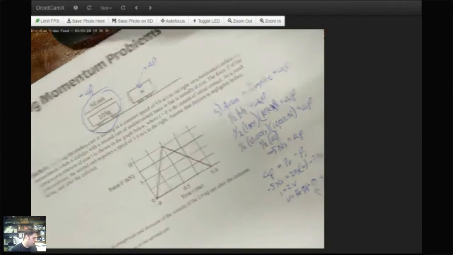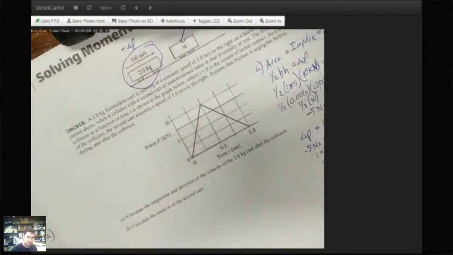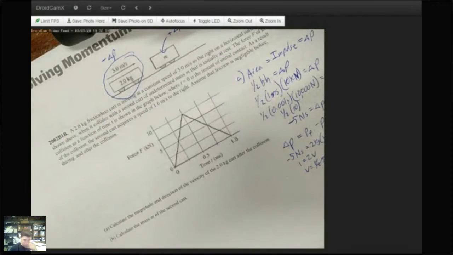All right. And the last part, calculating the mass of the second cart. So here we've got to figure out the mass of the second cart. We can do this 2 different ways. It actually doesn't really matter. But let's do conservation of momentum. That way it's going to make the most sense here.